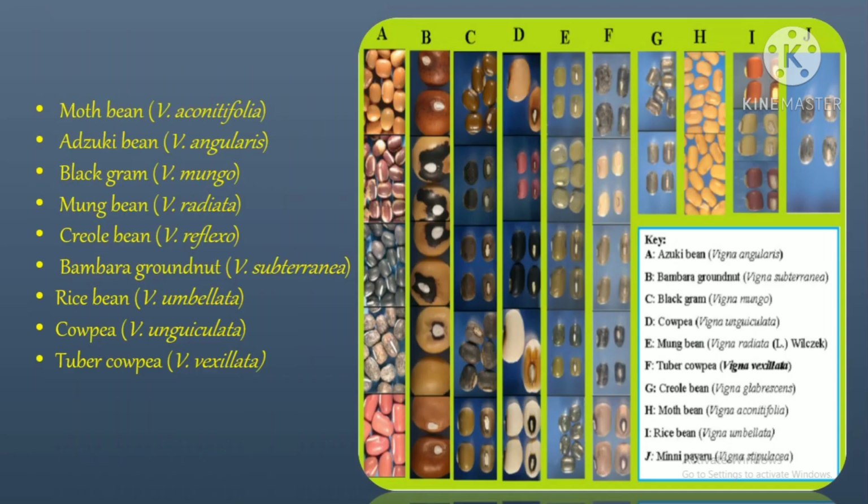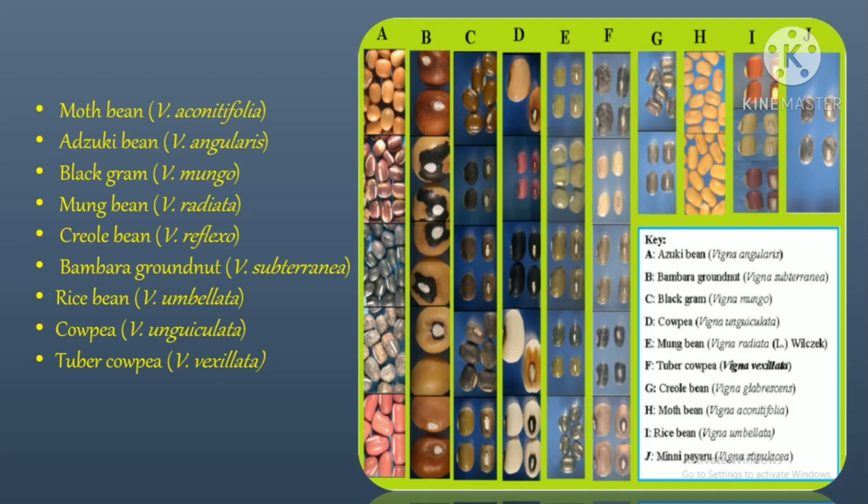These are all the domesticated species of Vigna. Among these, only 5 species are majorly cultivated. Moth bean, also known as Vigna aconitifolia, in Tamil it is Andapuchi beans. Adzuki bean, also known as Vigna angularis. Black gram, which is known as Vigna mungo, in Tamil it is called as Ulundu. Mung bean, which is known as Vigna radiata, in Tamil it is Pasipairu. Creole bean, Vigna reflexa. Bambara groundnut, Vigna subterranea.